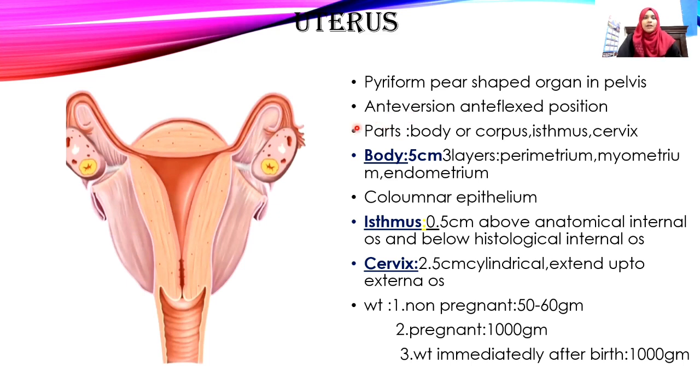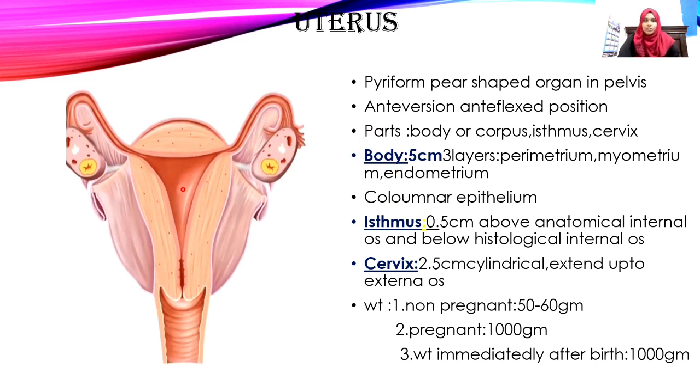Next one is the parts of the uterus. So the uterus is divided into the body, or the corpus. Another name of the body is corpus, then the isthmus, and then the cervix. Okay. Next one. The uterus is lined by which epithelium? Columnar epithelium. Now we will see the body.